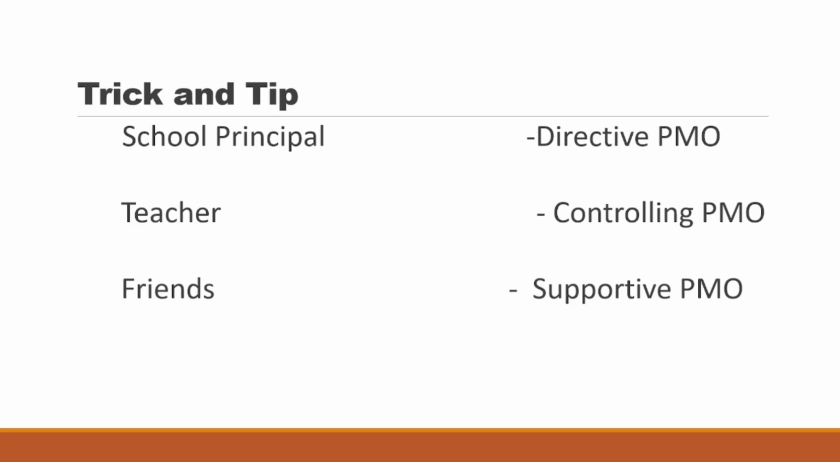They can control you with their strictness, they can punish you. They can audit you. They check your copies, right? Checking the copies is like an audit. So the teacher is the controlling PMO. And friends, your supportive friends, the supportive PMO, give you their notebooks to understand things, right? So this is the friend, supportive. This is a trick and tip.